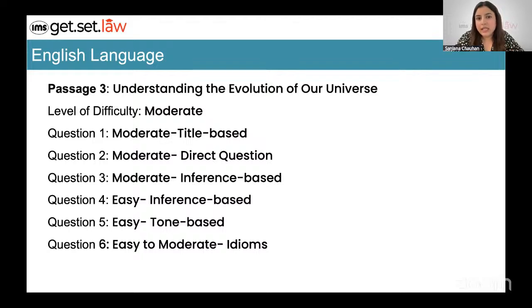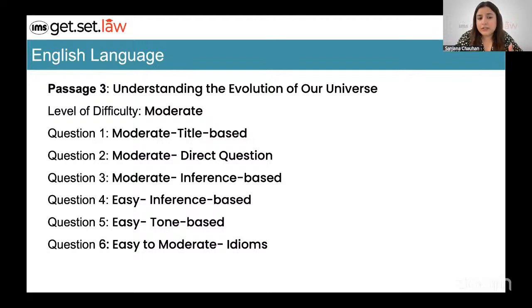Now, I would say the language of the passage is easy, but the level of difficulty is moderate, because I believe the title based question actually could have really confounded you. There were two options that I'm sure the majority of students must have been really stuck in, right? So title based is moderate. There's a direct question, which again was moderate, and then another inference based question on the moderate level.